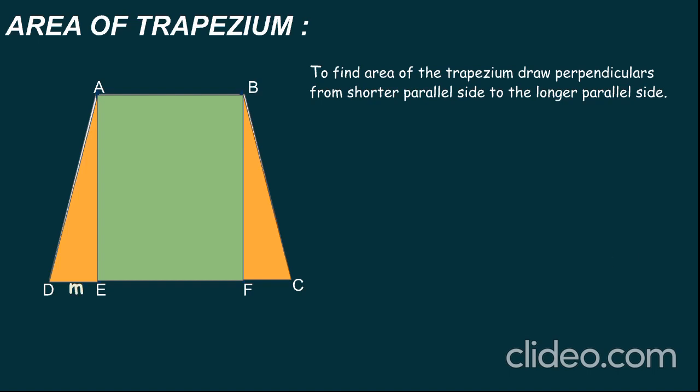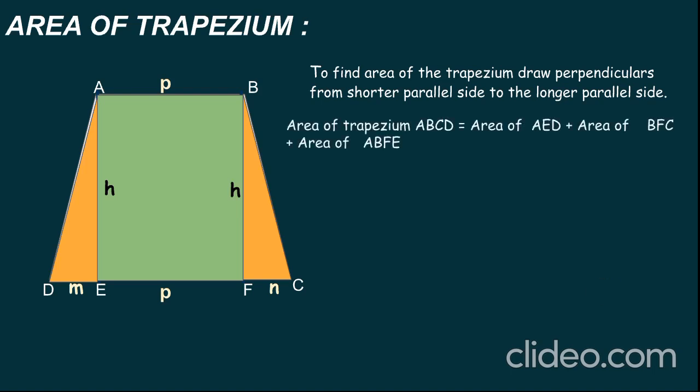So let us mark DE as M, FC as N, EF as P, AB also becomes P. Why? Because in a rectangle opposite sides are parallel. And AE as H, BF also as H.